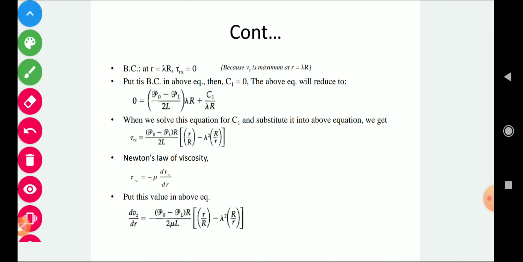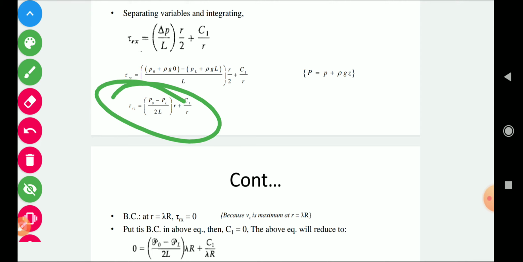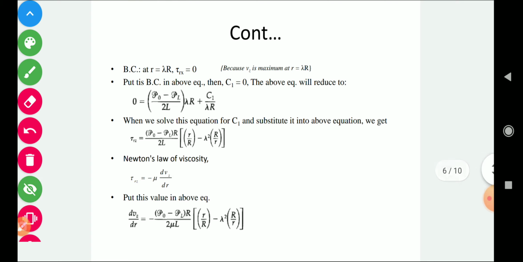If we apply this boundary condition in the above equation, then we get this value, and from here we can calculate the value of C1. After calculating the value of C1, we can put the value of this integration constant back in this equation, and finally we will get this equation. This is the equation of shear stress.